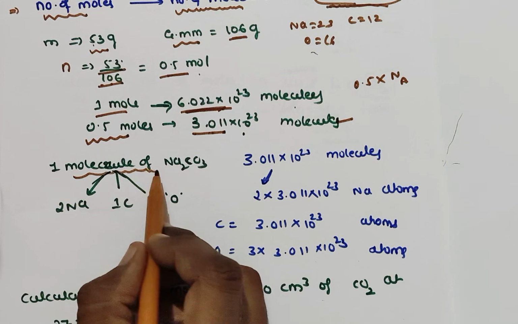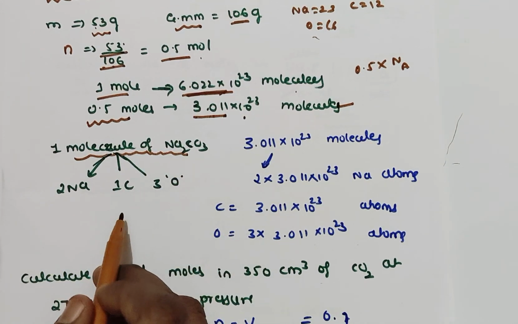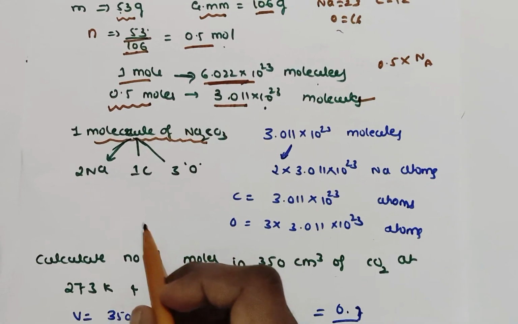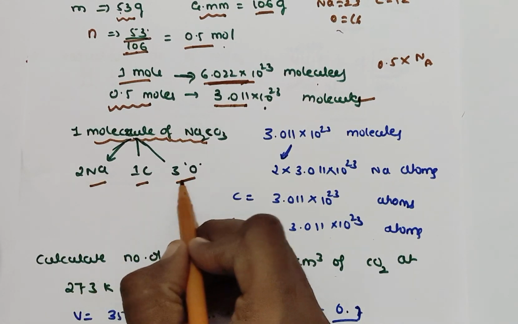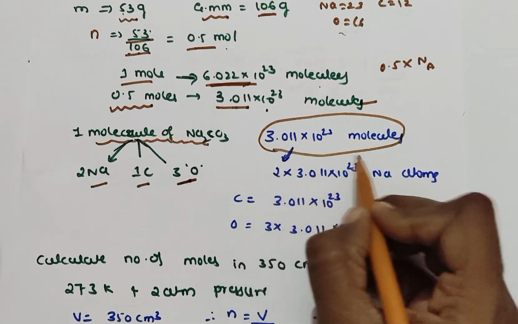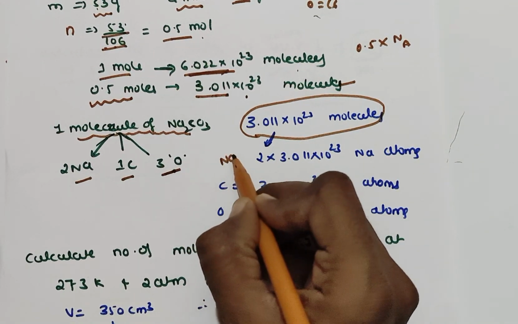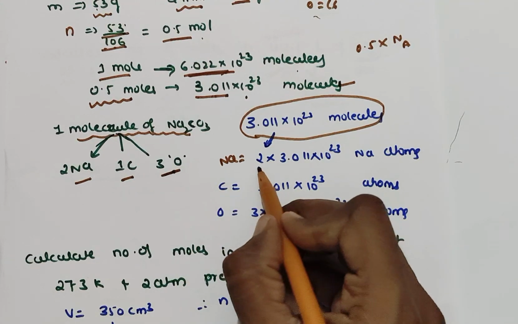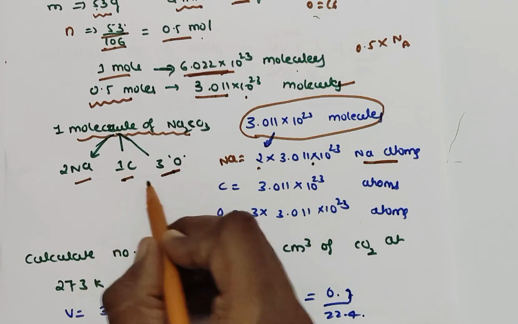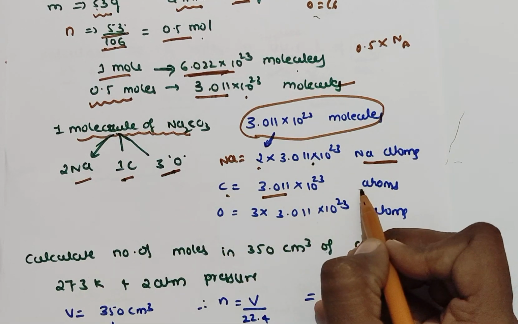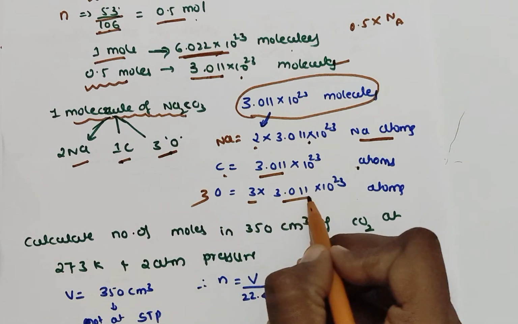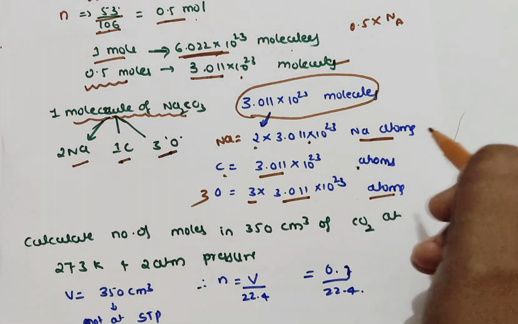By using this number of molecules, finally we calculate the atoms present in this molecule. 2 sodiums are there, 1 carbon is there, and 3 oxygens are there. In this many molecules, for sodium, 2 sodiums are there, therefore 2 into this value gives the number of sodium atoms. Only 1 carbon is there, so 1 into this value gives carbon atoms. Again 3 oxygens are there, so 3 into this value gives this much oxygen atoms.